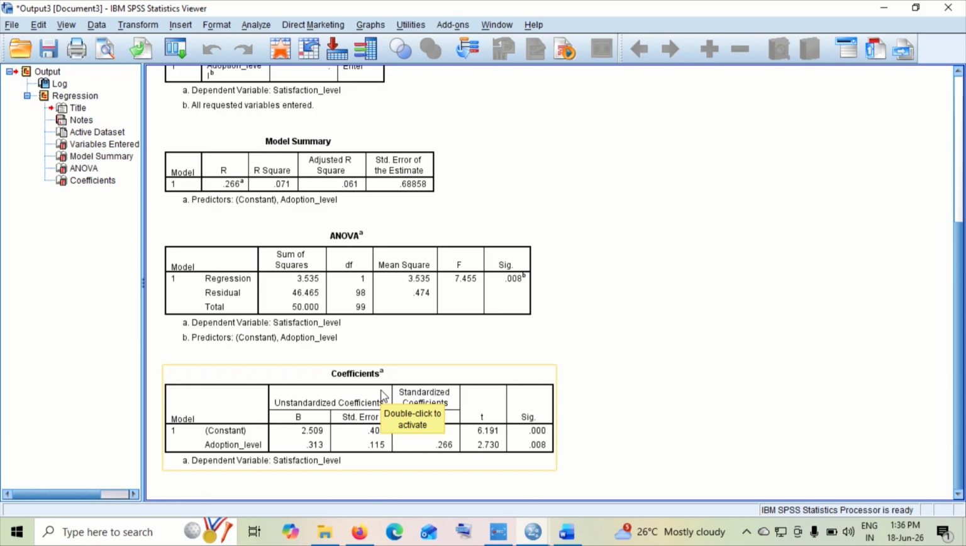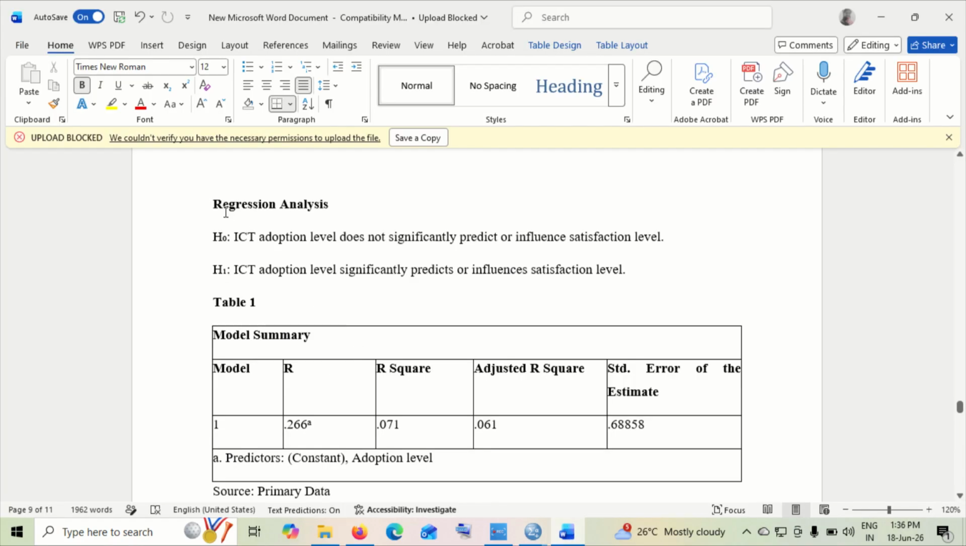Then let us look at how to interpret the result of regression analysis. First of all, we have to give the heading, that is regression analysis, and the null hypothesis that ICT adoption level does not significantly predict or influence satisfaction level. The alternative hypothesis is that ICT adoption level significantly predicts or influences satisfaction level.